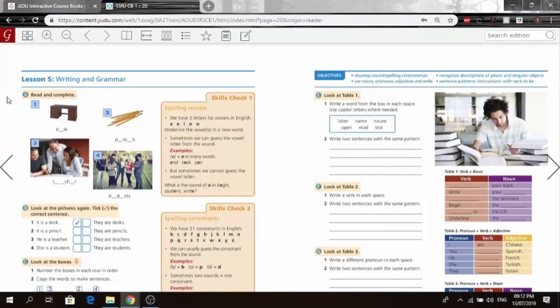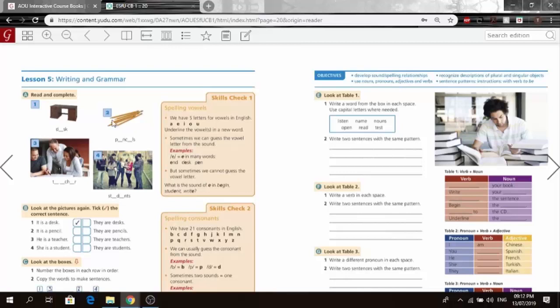Alright guys, so now moving on to Lesson 5, Writing and Grammar of Unit 1. Let's get right into it. So exercise A, read and complete. We have these 4 pictures right here, and we have to complete the spelling. So obviously number 1 is desk, D-E-S-K.